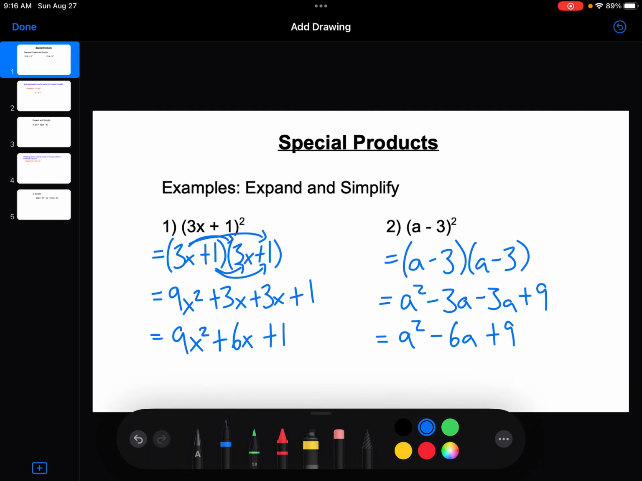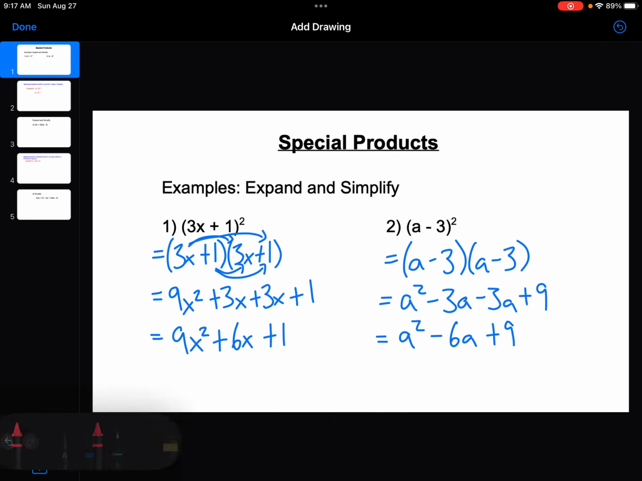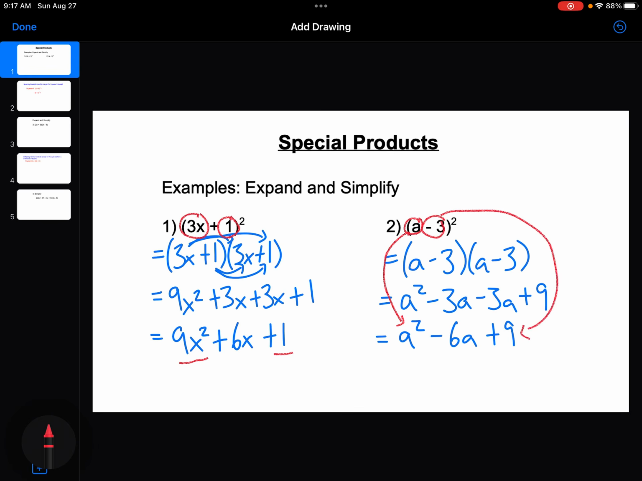Now, if we look at this, there's a few things that we can notice about this. First, this is just this squared. And this is this squared. Well, that's easy to see. So now I know my first term is going to be the first value squared, and my last term is going to be the last value squared. And if we look at the second example, we've got the exact same thing. A squared is right there. Negative 3 squared, and the sign is important, is right there.